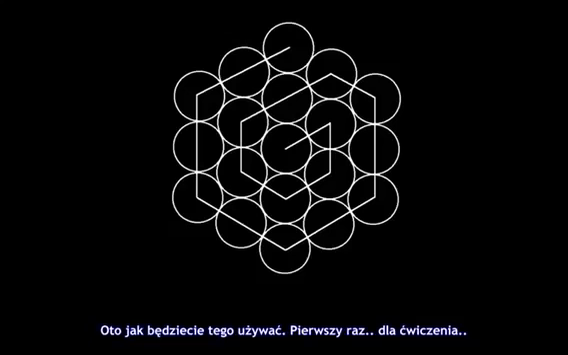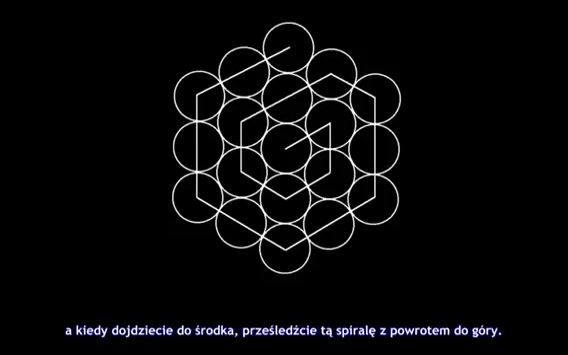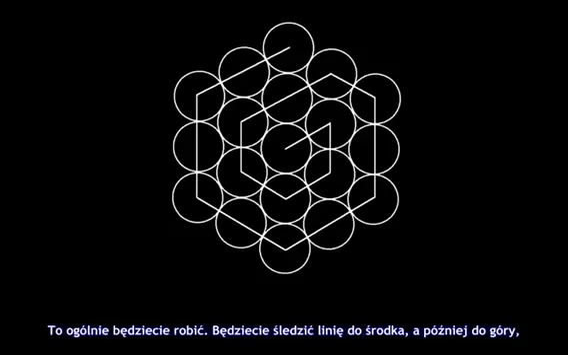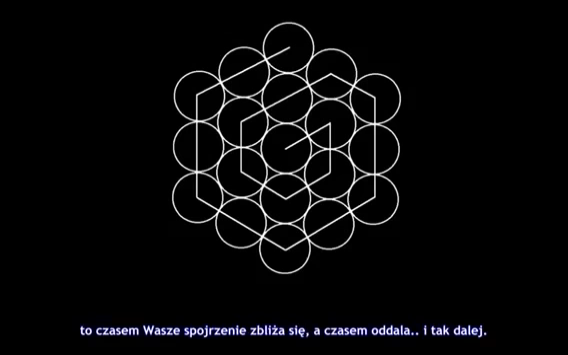First of all, just for, let's say, practice, start at the top, the line at the top, and follow it down into the center. Then when you get to the center, follow that spiral back out to the top. That's what you're going to do, basically, is follow the line down to the center and then follow the line back out to the top, while it's looking three-dimensional. So you may feel that when you're following the line, sometimes your gaze is coming toward you, sometimes your gaze is going away from you, so on and so forth.